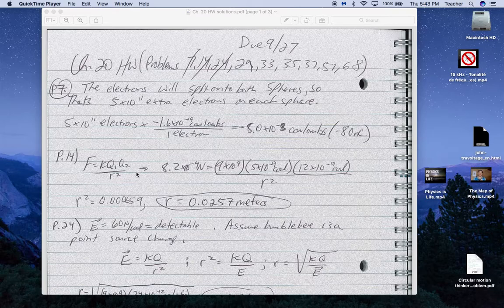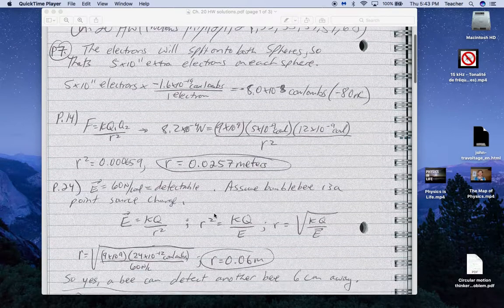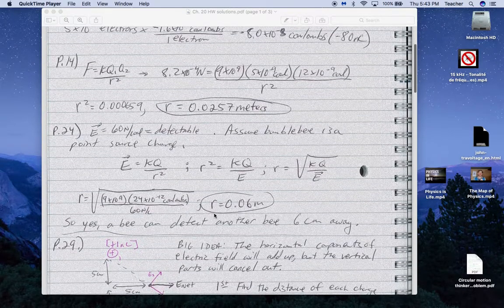For problem 14, it's asking for the distance between 2 charges. So it gave you the 2 charges, gave you the force. So this is just an application of Coulomb's law. It came out to 2.57 centimeters or 0.0257 meters.